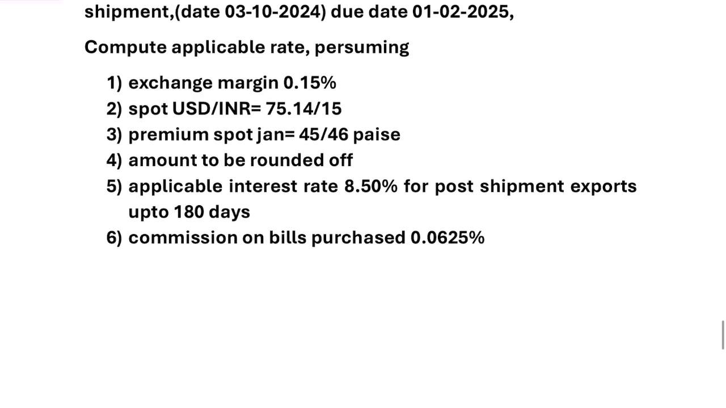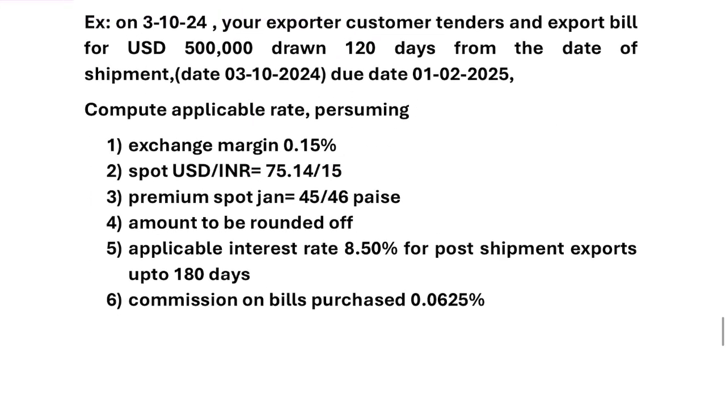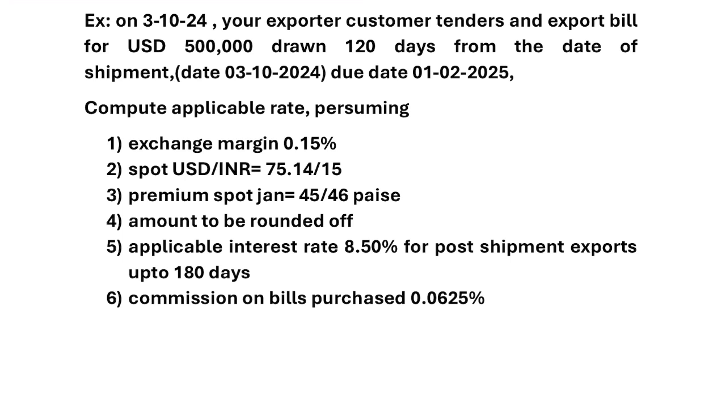And I think last one. See, big problem. He has given on 3rd 10 2024, your exporter customer sends an export bill of US dollars 5 lakh. Okay, drawn 120 days from the date of shipment. Date of shipment is this one only, 3/10/2024. Due date is 1/2/2025. Okay, shipment bill is nothing but what? It's a mechanism like a bill of exchange. And what we need to compute?